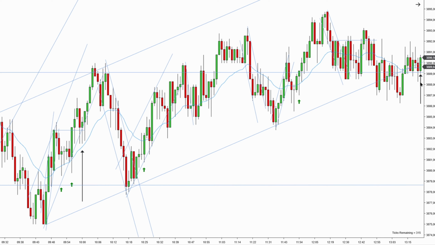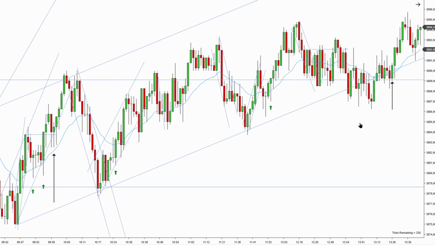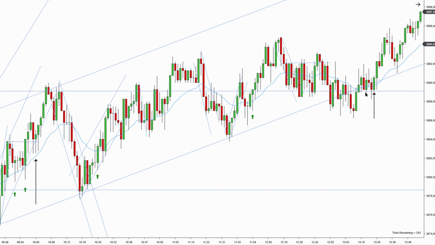I don't know. I can't really. This is gambling basically at this point. Look at the structure here and compare it with the earlier structure. You're gambling. Even though this worked, it was a failed second entry short.